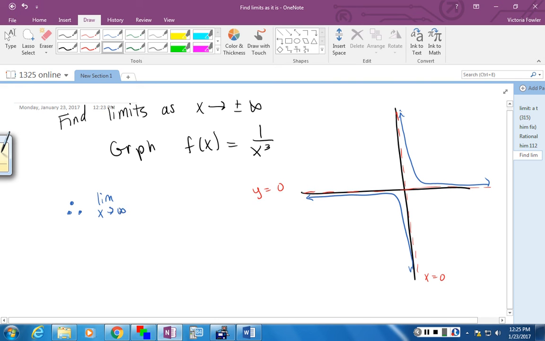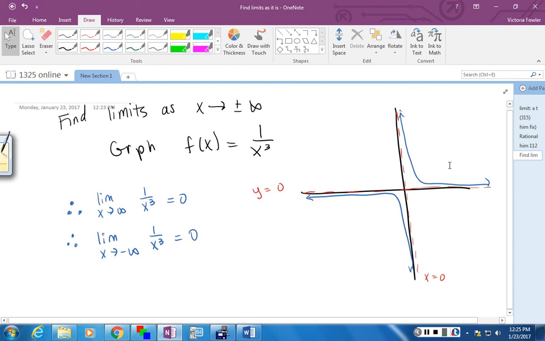as x approaches infinity, and so this is the positive x direction, my x's are getting bigger and bigger, I'm tracing my graph as x is going to infinity, and I can see that my graph is getting closer and closer and closer to the y value of 0. And I can also say that as x is approaching negative infinity, so my x values are going to negative infinity, I'm tracing my graph, it's actually going to get closer and closer to 0.